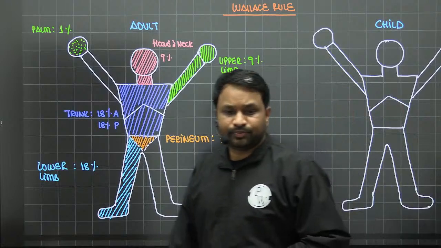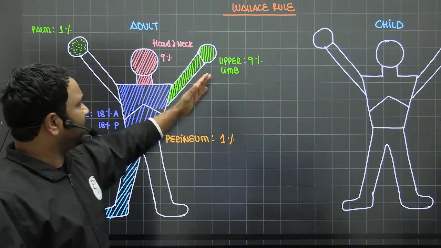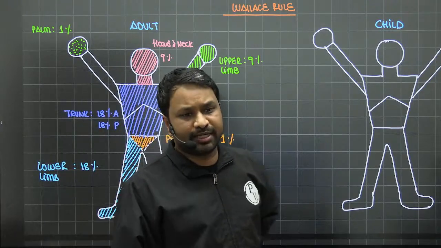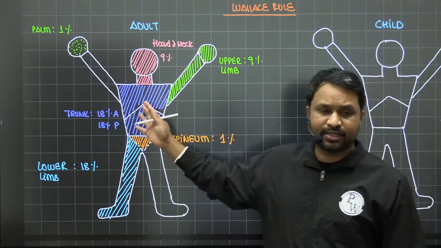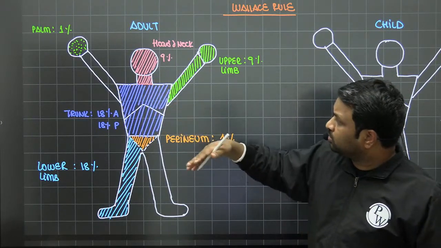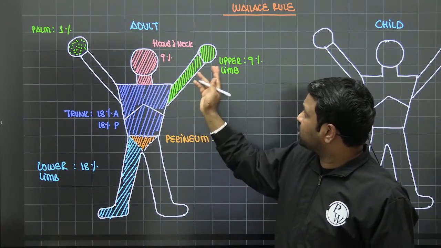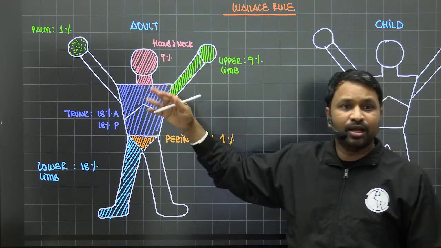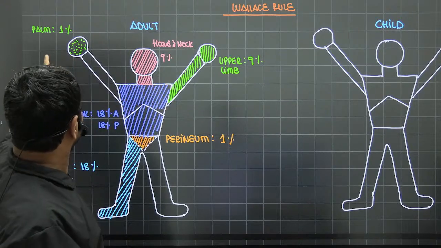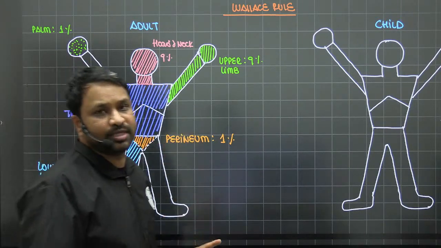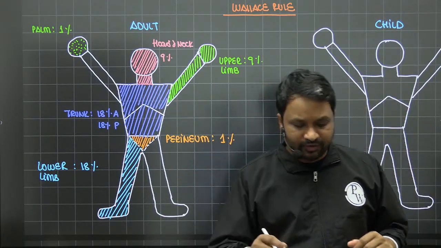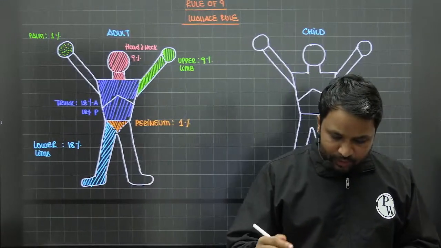So look at that. You have 9 at the head and neck. The 18 anterior and 18 posterior is 36. Plus 9 and 9 for the upper limbs is 18, and 18 plus 18 for the lower limbs is 36. So with 1% perineum, the total is 100%. If you add up all together, you will get 100% of the total body surface area that is going to be burnt.